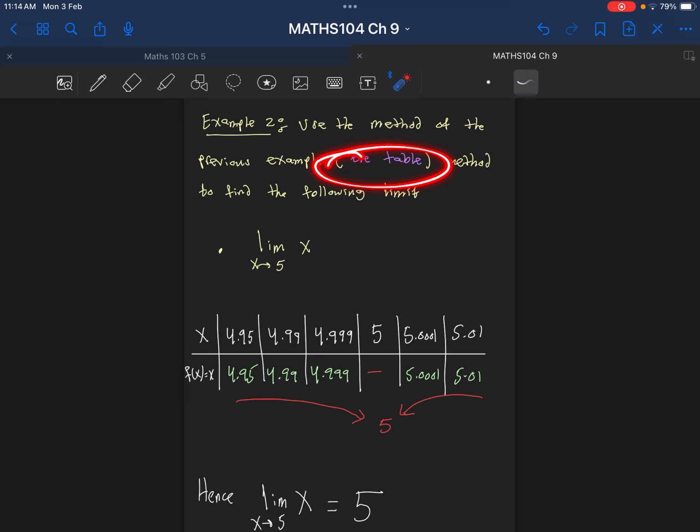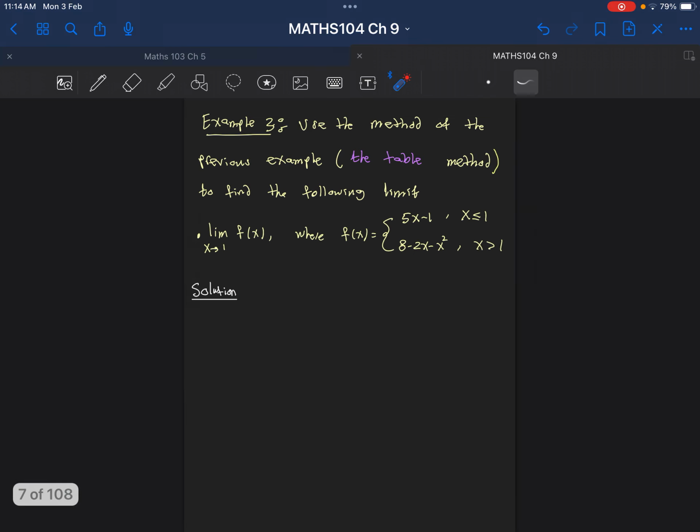Of course, the table method, we just do it once or twice. Later on, we will learn how to find the limit without using the table method. However, the table method is a good idea to give me an idea of what the limit means.